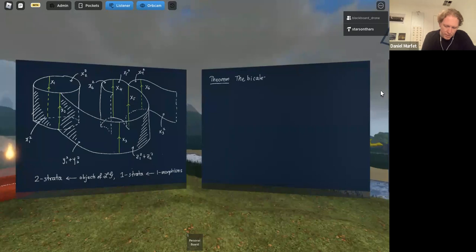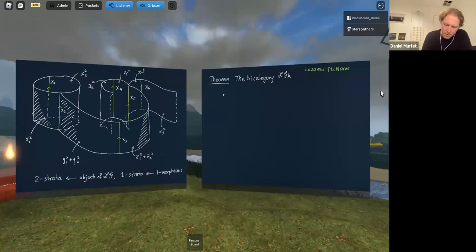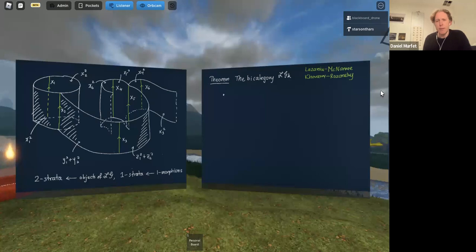So this bicategory has a lot of nice properties. Maybe I should say that this was first studied by mathematical physicists, Lazaroiu and McNamee, and then by Khovanov and Rozansky. So in their paper on Khovanov-Rozansky homology of knots and links, this is the key kind of mathematical object. And then it's been studied by a few people since then.